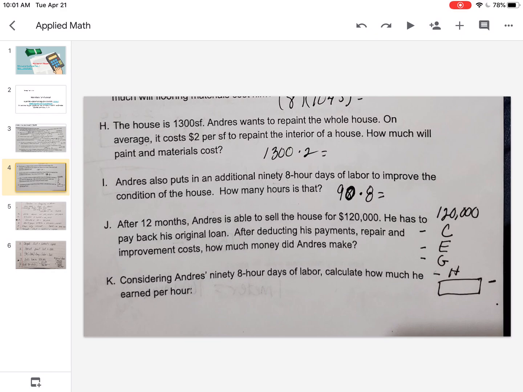After 12 months, Andre is able to sell the house for $120,000. He has to pay back his original loan. After deducting his payments, repair and improvement costs, how much money did Andre make? From $120,000, you're going to be subtracting all of his costs. Considering Andre's 90 eight-hour days, which is 90 times 8, calculate how much he earned per hour. Take how much money he made on the house and divide that by 720, and that'll give you his hourly rate.